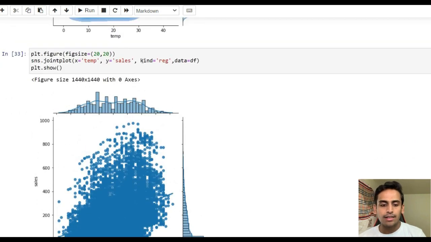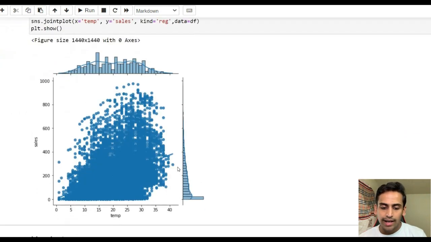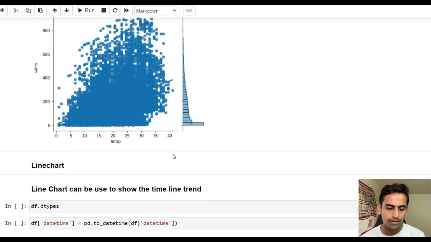And when we add kind equal to reg, it can add the regression line as well. So this is another add-on. So this joint plot is a very useful graph where you can see both the univariate analysis and at the same time the bivariate analysis. You can see all those intersections happening, which is our sweet spot, and it's a very useful graph.